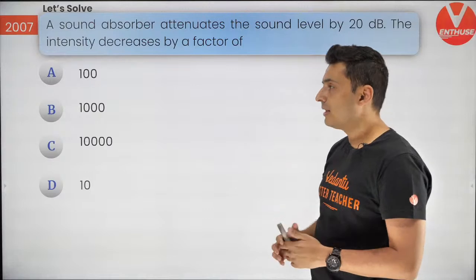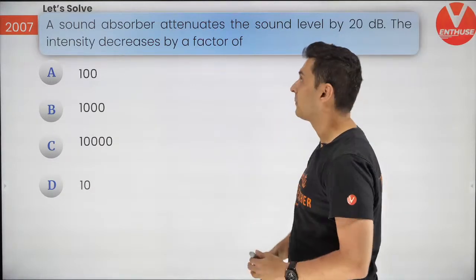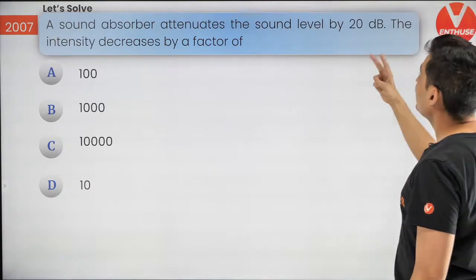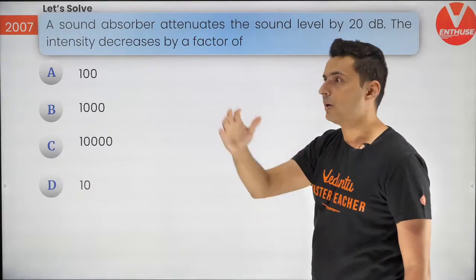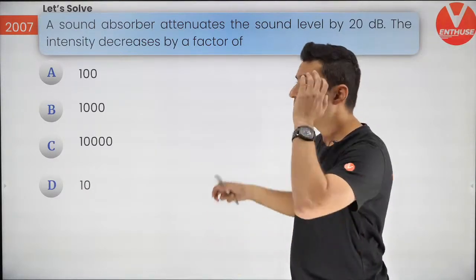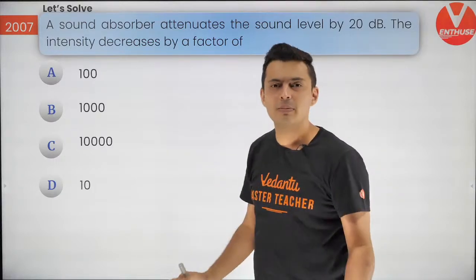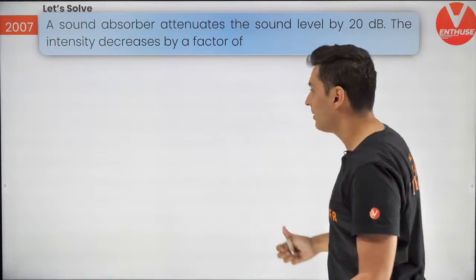Amplitude increases, that is called amplification. Reducing the sound is attenuation. If the sound level drops by 20 decibels, then the intensity decreases by a factor of how much? This is a 2007 question. Trust me, this is so simple, but people made so many mistakes or thought it was very difficult. What the hell is attenuates and so on.